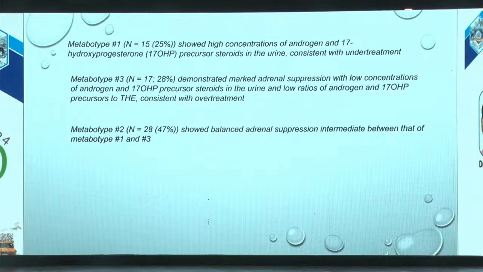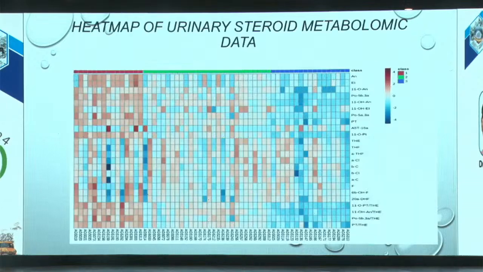This metabotype had an average steroid dose of approximately 13.1 plus or minus 1 mg per square meter per day. The second one, in the Goldilocks zone, showed in the majority of patients balanced adrenal suppression, intermediate between metabotype 1 and metabotype 3. In the heat map of urinary steroid metabolomic data, the red line is the undertreated one, the green is the right one, and the blue is the overtreated one. Each small square in the bottom row represents one patient whose metabolomics were followed over a period of almost 4 years.